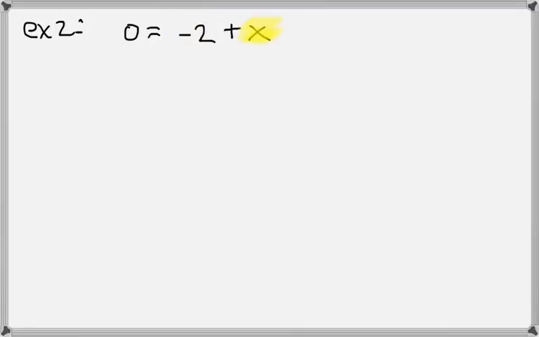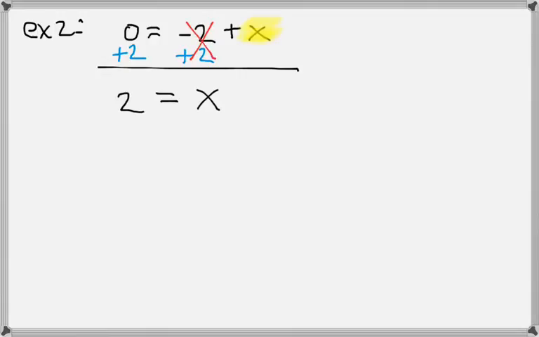So how are we going to undo a negative 2? We're going to do the opposite. So in this case, we're going to add 2 to both sides. So we get a 2 is equal to a negative 2 plus 2 becomes a 0, so that cancels. And we're left with our x. So we have our final answer of x equals 2.